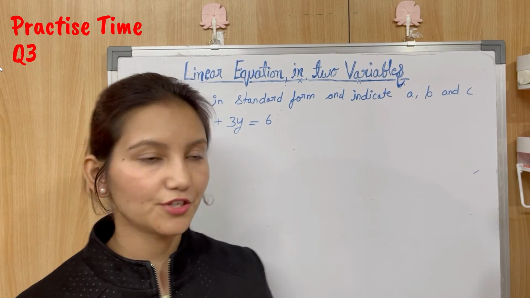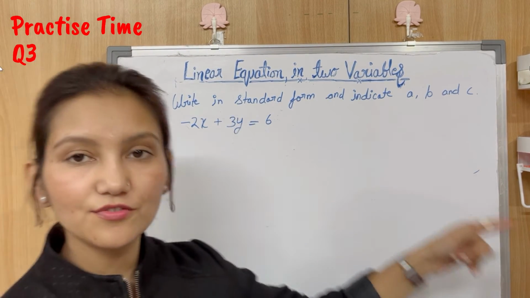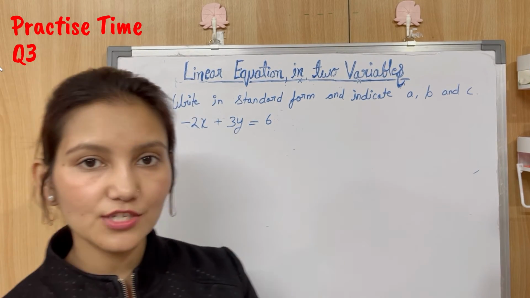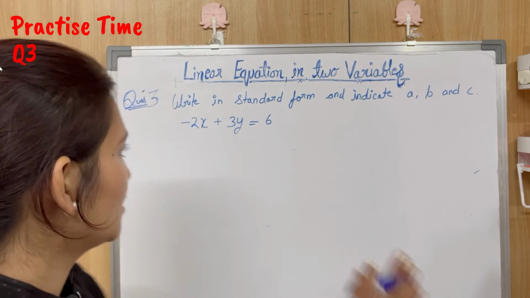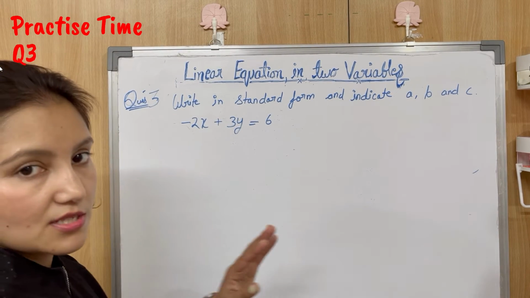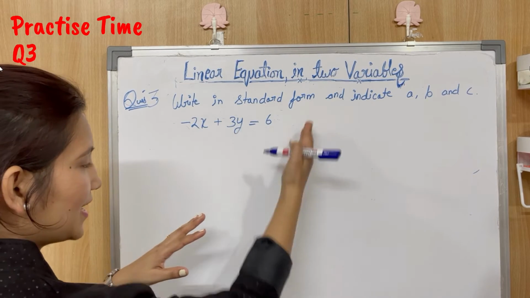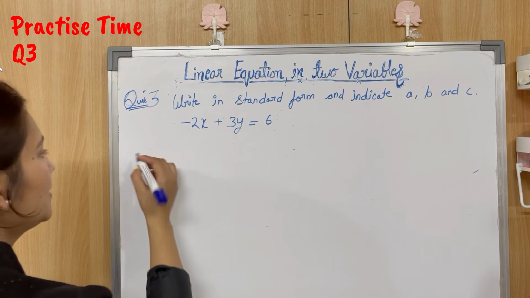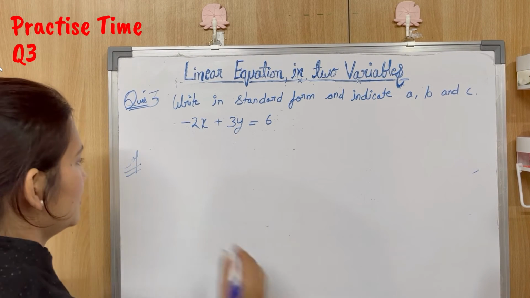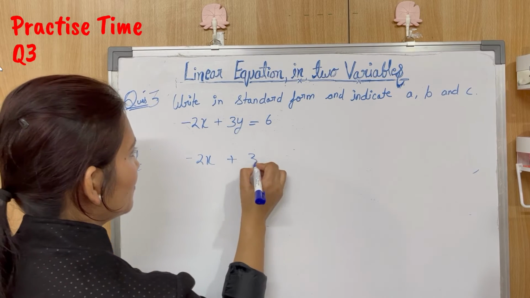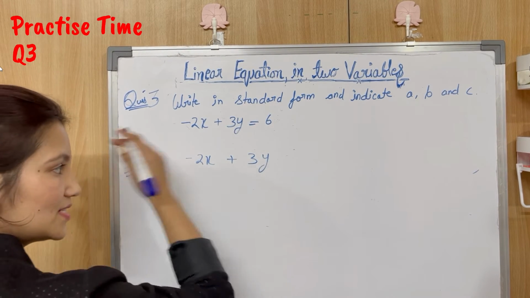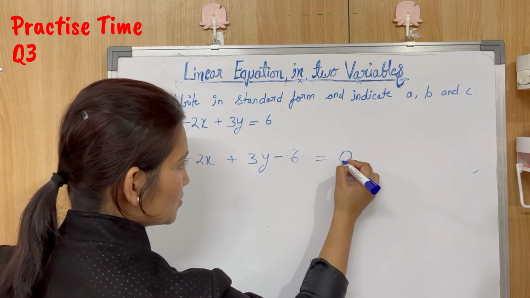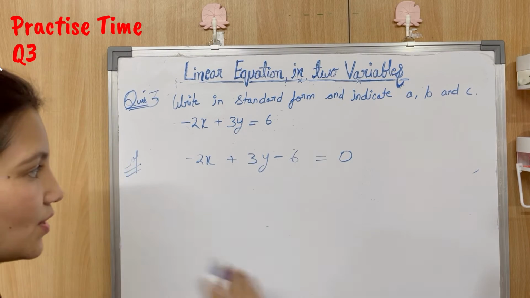Here is another question for you. Write in standard form and indicate A, B and C for this equation. So first of all, you have to write this in standard form. In standard form, everything is towards the left hand side. Whatever is on the right hand side, you see 6 is on the right hand side of the equation, so we'll bring it to the left hand side. So minus 2x plus 3y, 6 will come to the left hand side, its sign will get changed, minus 6 is equal to 0, right? So nothing is left on the right hand side, everything is on the left hand side.